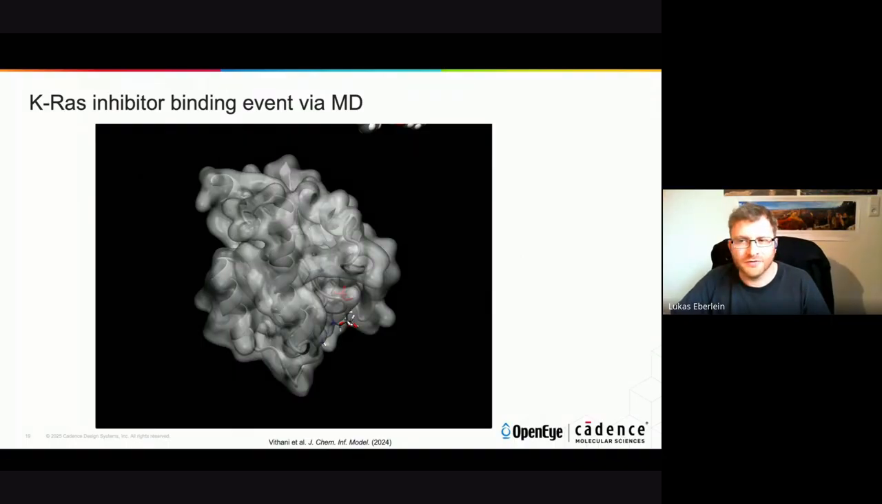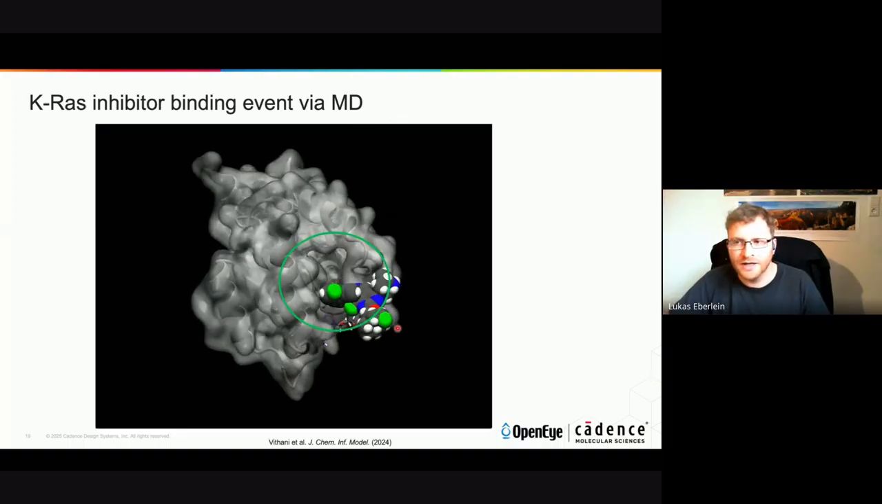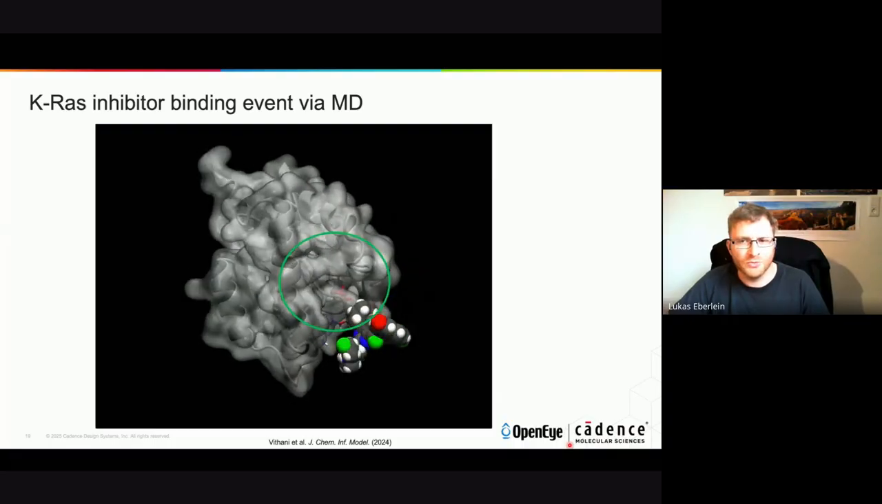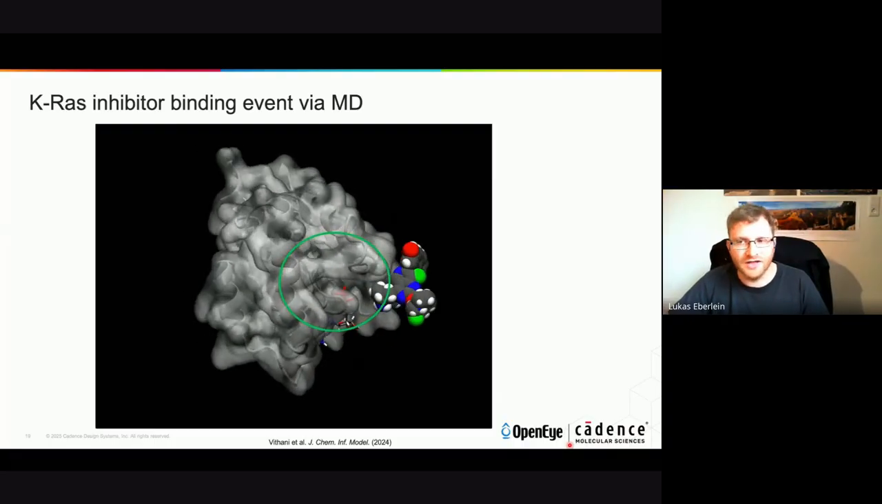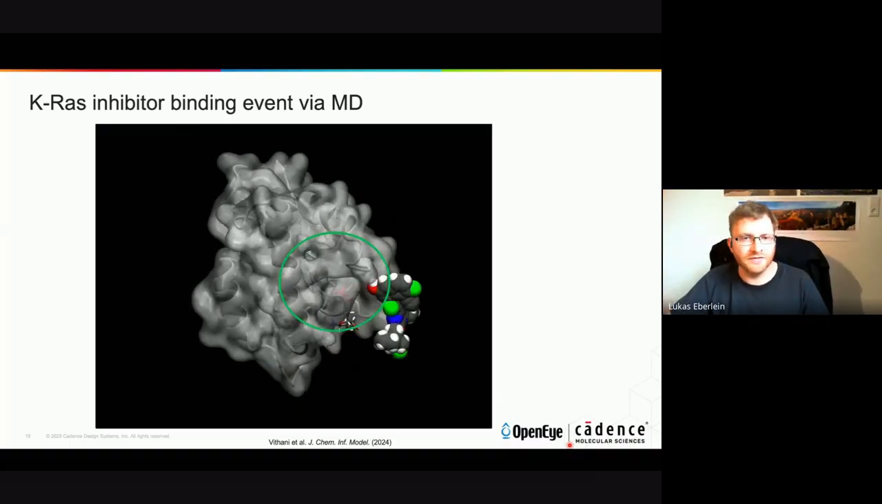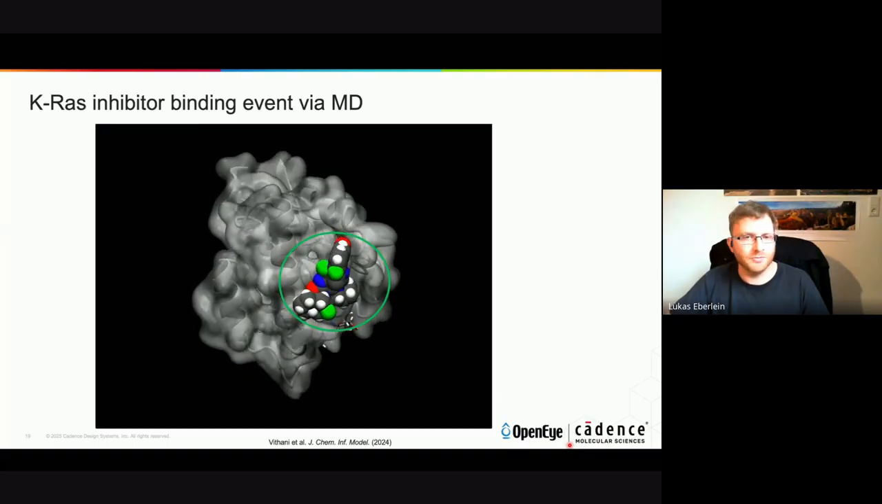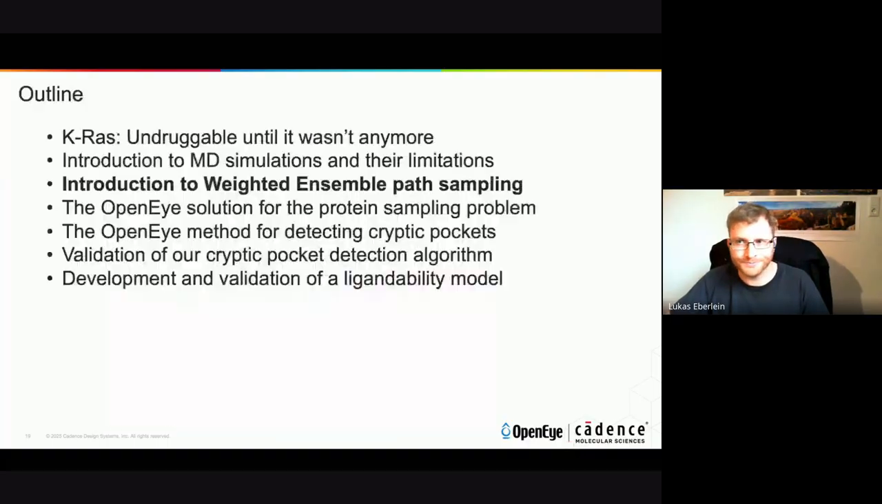Before we get into the details of this method, I want to show you what we ideally want to see out of an MD simulation. Here we have the KRAS protein, and we will see the FDA-approved drug adagrasib. Let's have a look at the trajectory and focus on this region here on the right-hand side of the protein. We see a lot of conformational changes in the protein, including the opening of the switch II pocket and the drug binding event. So how are we able to simulate such a binding event?